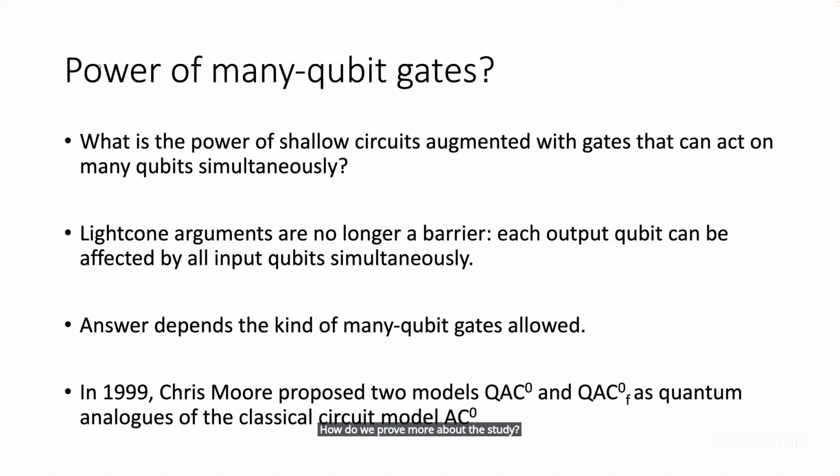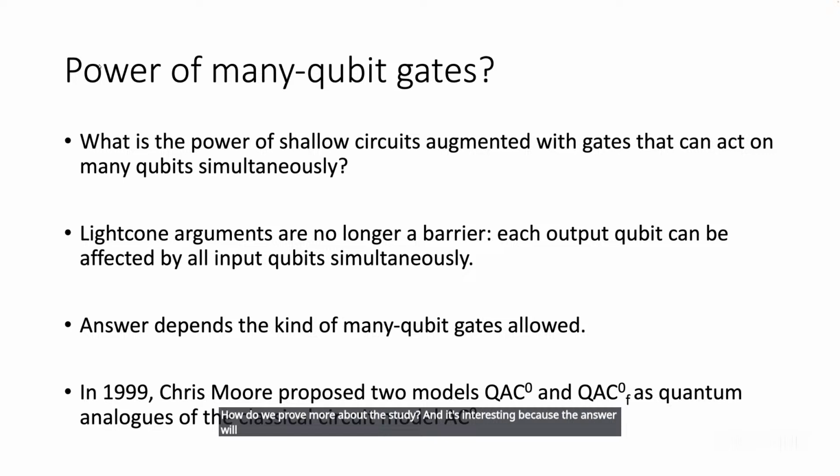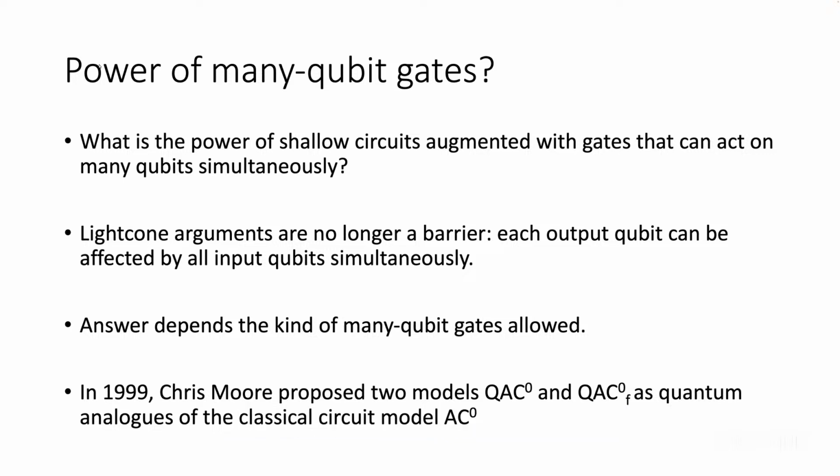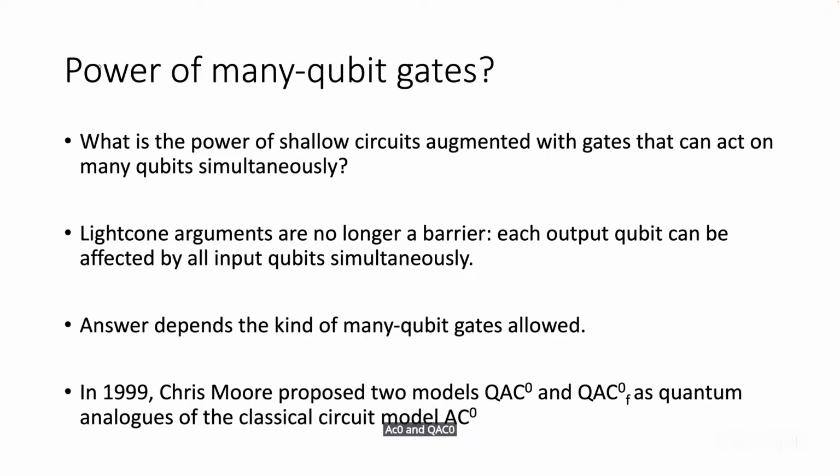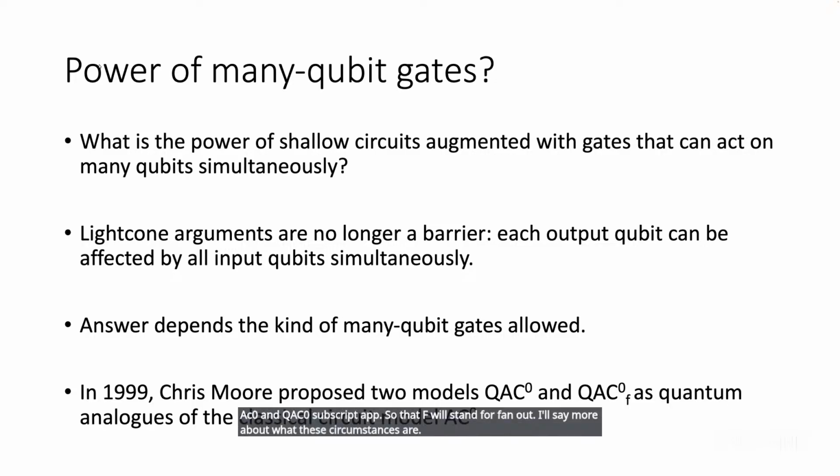It's interesting because the answer will depend on what kind of many qubit gates. Way back in 1999, Christopher Moore proposed 2 such models of quantum circuits, QAC0 and QAC0 subscript F. That F will stand for fan-out. I'll say more about what these circuit models are. He defined these as 2 quantum analogs of the classical circuit model AC0, which, if you remember from the very first slide, represents one of the highlights of classical circuit complexity.